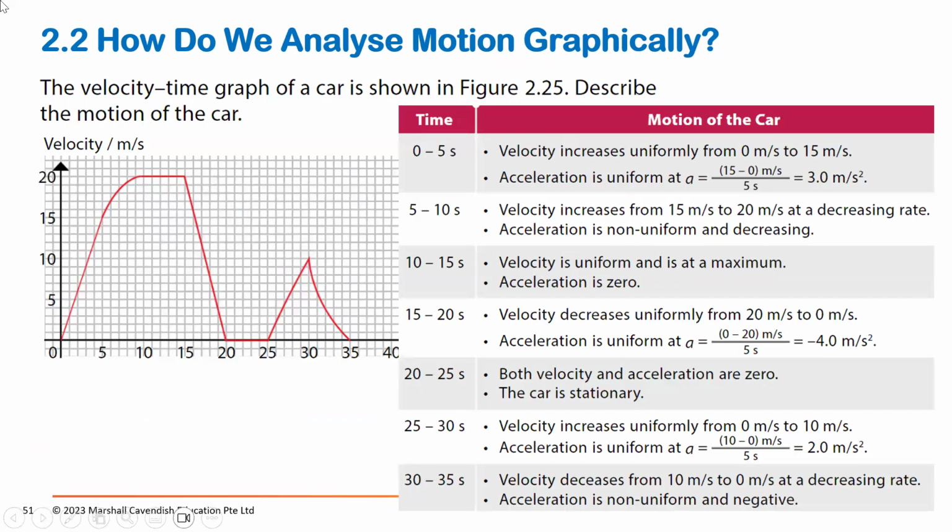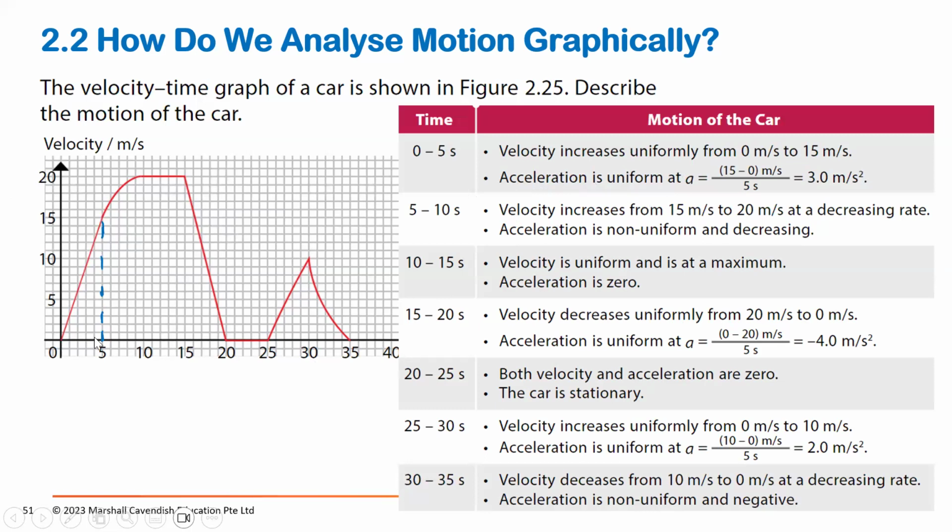Then next, you can take a look at this example. Now I don't have sections, but every time they give you a graph and ask you to describe the motion of the car, you need to be able to segment the graph into different sections based on the shapes. The first part of the graph is when the line is straight, from 0 to 5 seconds. In a velocity time graph, the gradient is acceleration. So I say that I am having a constant acceleration from 0 to 5 seconds.